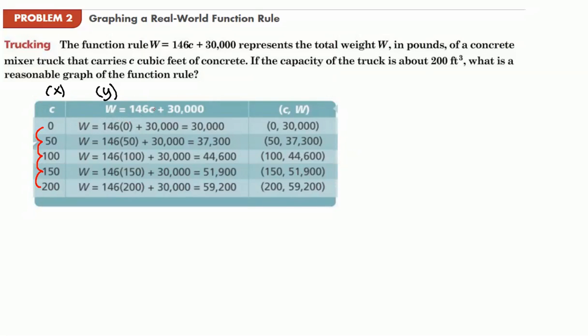We plug in 0 for C. So C is 0, we plug it into the formula, and we get 30,000. So our point is going to be 0 and 30,000. And we do the same thing for the points of 50, 100, 150, and 200. So we can see how these are going to be our C values that we're plugging in. And now we get our values of our weights, and now we have a table that's going to work for us. So now we have a reasonable domain to make this equation work.